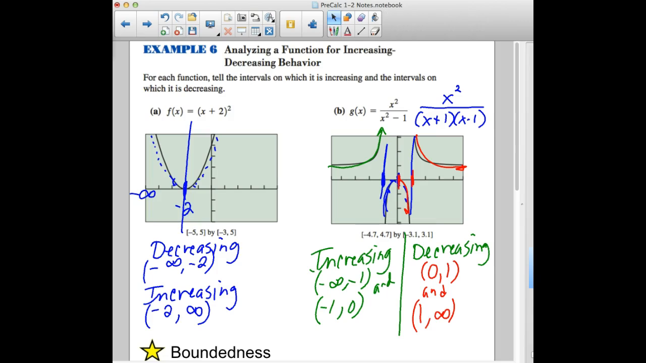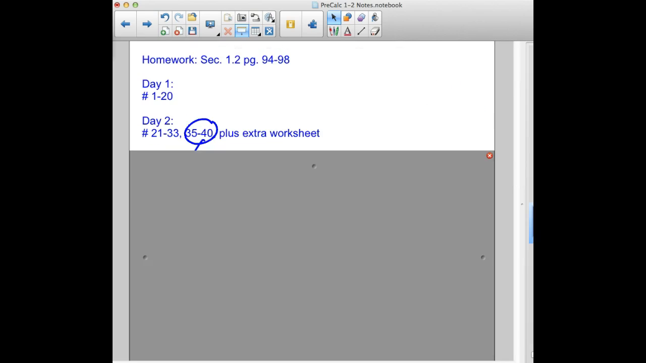All right, so topics today, the idea of continuity and increasing, decreasing. How are we feeling about those? Good? All right. Your assignment, we're going to move this 35 to 40 to tomorrow. So you're just going to do 21 to 33, and then I have a worksheet for you. Okay?